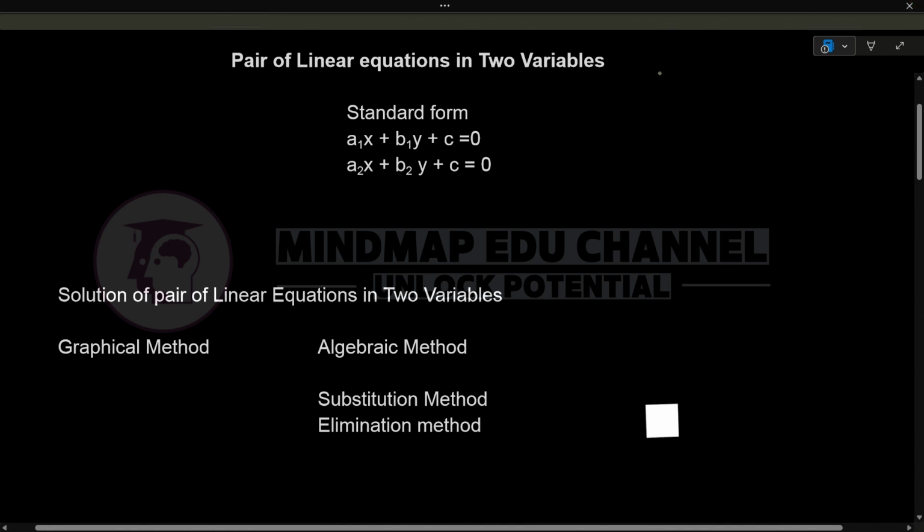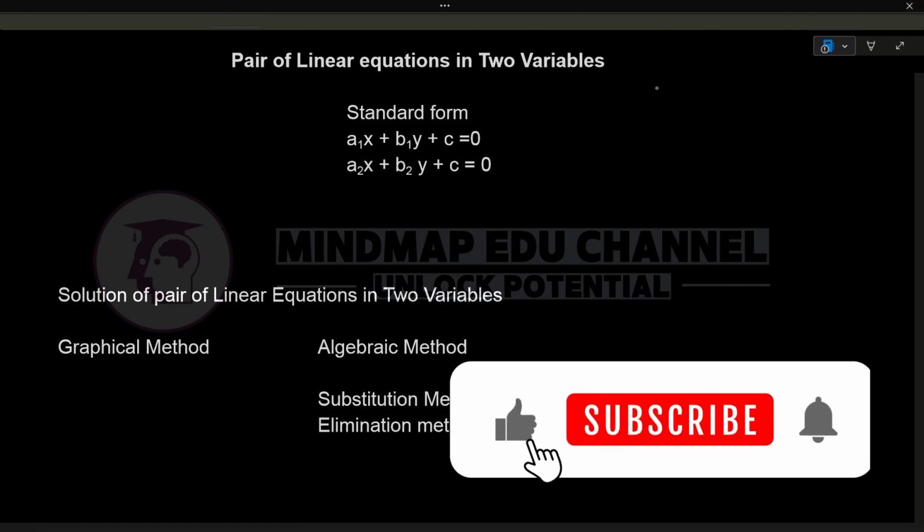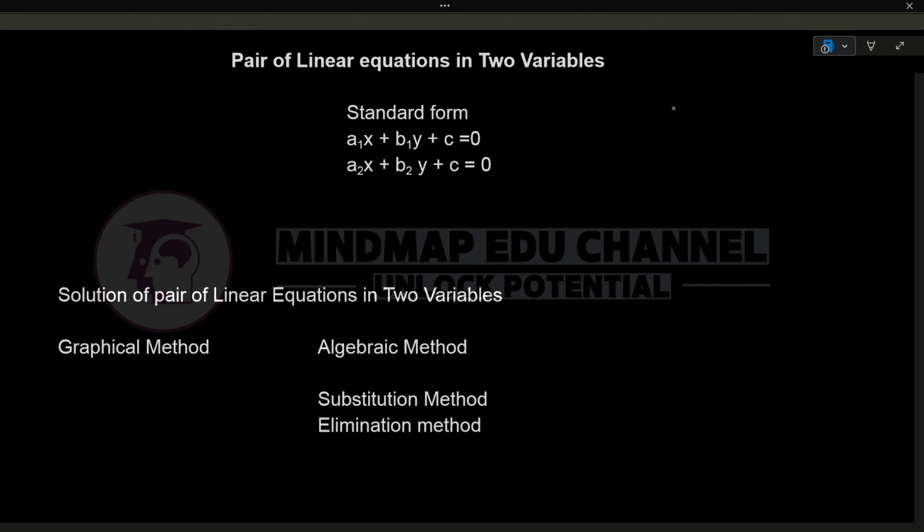In today's lesson, we will learn how to solve a pair of linear equations in two variables. Let's first understand the meaning of today's topic. Now, if I have the equation 2x plus 4 equals 0, this is a linear equation in one variable because we have only one variable, that is x, and its power is 1.